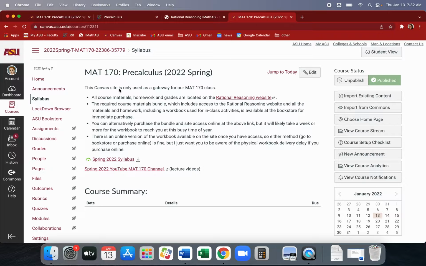In any case, so we've got the main information here that you need. You've got your syllabus, a link to where lecture videos are going to be stored, and a link to the Rational Reasoning website, which is where the actual course materials are. They're not in Canvas. So the Rational Reasoning website, again, has two components to it.